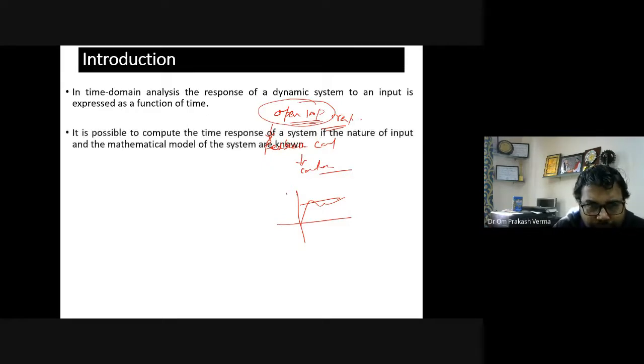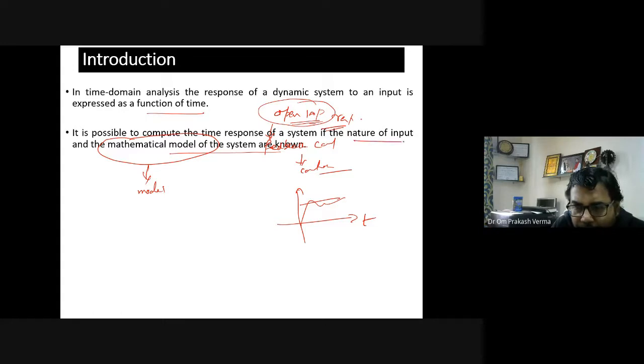So in the time domain analysis, the response of a dynamic system to an input is expressed as a function of time. As you know, this is the time, this is the function. It is possible to compute the time response of a system if the nature of the input and the mathematical model of the system are known. The mathematical model you have developed in terms of system modeling. Now come to the nature of the input.